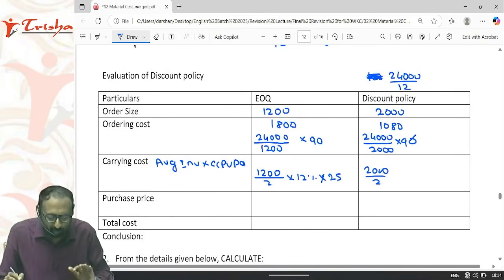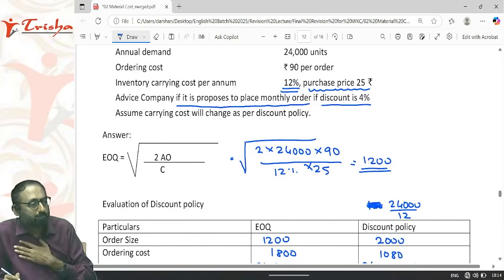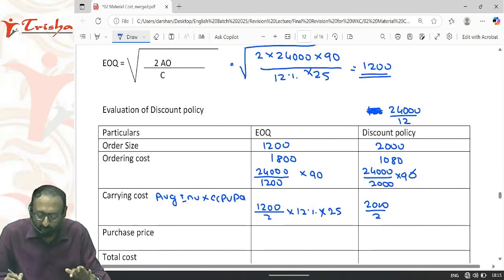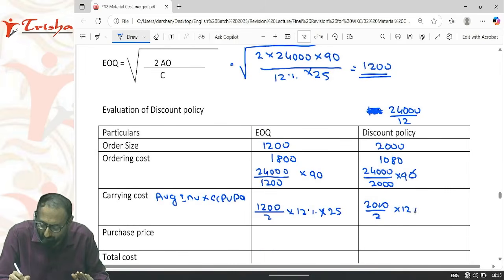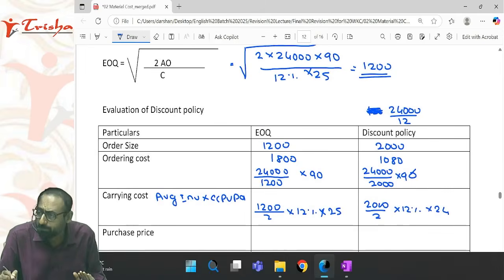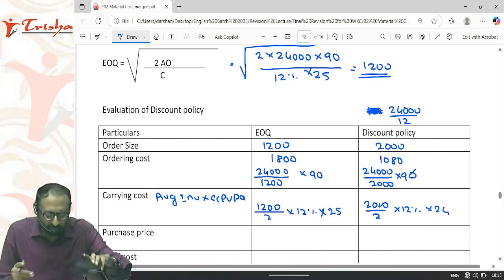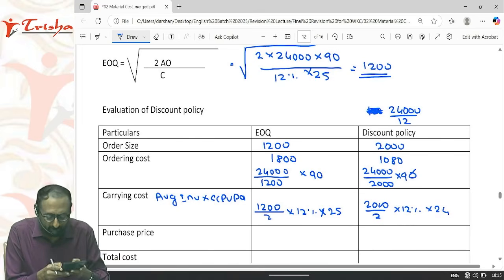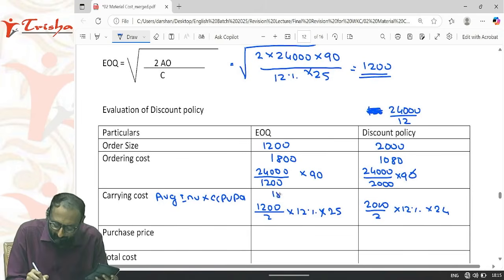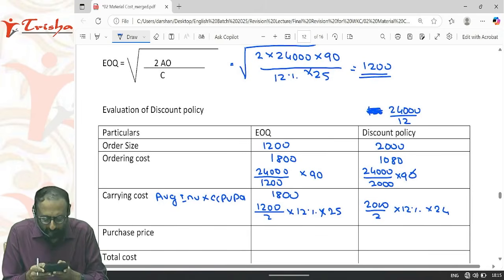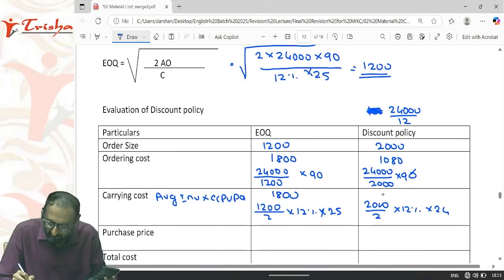In the second column, how much discount will you get? 4%, sir. 25 minus 4%. What will be your new purchase price? 12% multiplied by, I think so, 24 rupees. Now you tell me quickly what will be my carrying cost, Sirji. 1200 divided by 2 multiplied by 0.12 multiplied by 25. Is it 1800? 2000 divided by 2 multiplied by 0.12 multiplied by 24. Sir, how much is your answer? Is it 2880?